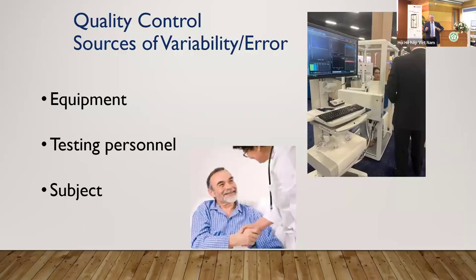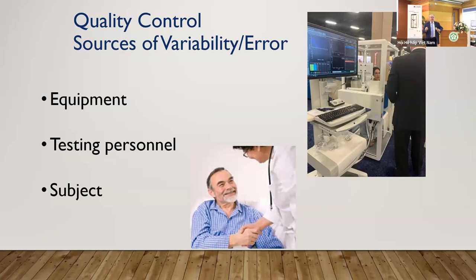Just to think about variability a little bit, when we think about variability and or the sources of error, there are three specific areas. There is the equipment itself. Is it functioning correctly? There is the operator or the technologist or the physiologist. Are they well trained and versed in how to perform the test? And then there is the subject.